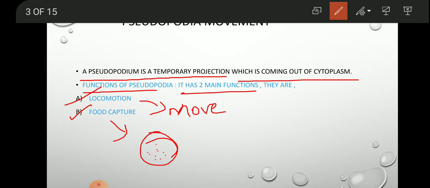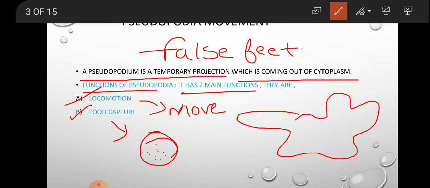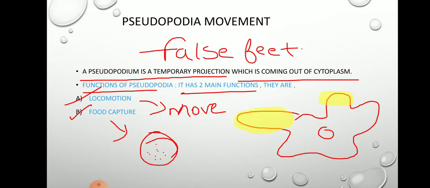So what is a pseudopodium? Actually it is a false feet, like this, you see. Yeah, this is amoeba. Here these are the temporary projections. These are pseudopodia, is it not? So what we have studied is that a pseudopodium is a temporary projection which comes out of the cytoplasm. And the functions of the pseudopodia are two main types: locomotion and food capture.